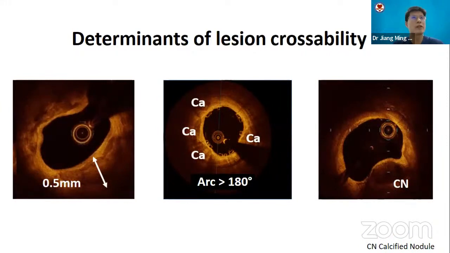Other features are seen on intravascular imaging such as OCT, as shown here. It has been beautifully demonstrated in an earlier lecture. If there is extensive calcium, such as when the thickness of calcium is thicker than 0.5 mm, or the arc of calcium exceeds 180 degrees, or if there is presence of a calcium nodule, this implies greater difficulties that will be encountered when crossing the lesion.